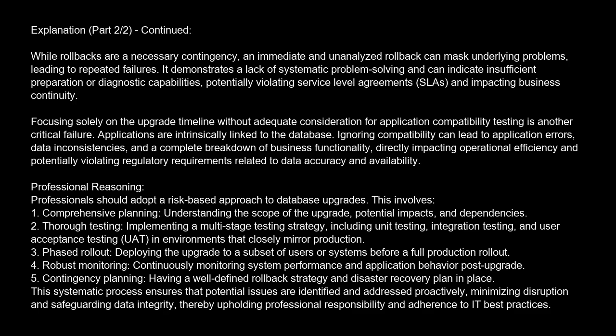3. Phased rollout, deploying the upgrade to a subset of users or systems before a full production rollout. 4. Robust monitoring, continuously monitoring system performance and application behavior post-upgrade. 5. Contingency planning, having a well-defined rollback strategy and disaster recovery plan in place. This systematic process ensures that potential issues are identified and addressed proactively, minimizing disruption and safeguarding data integrity, thereby upholding professional responsibility and adherence to IT best practices.